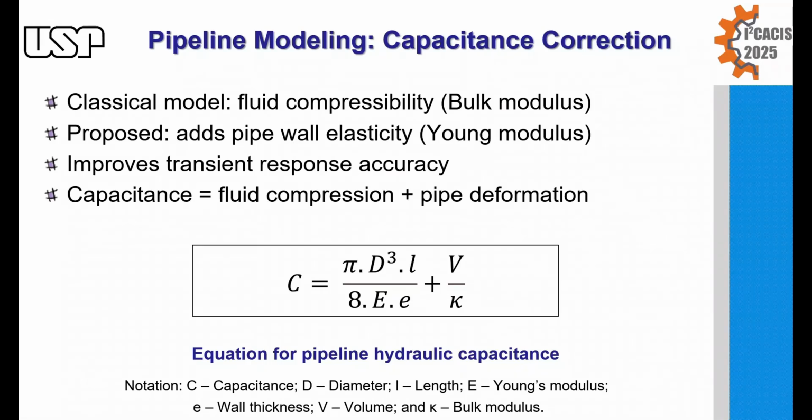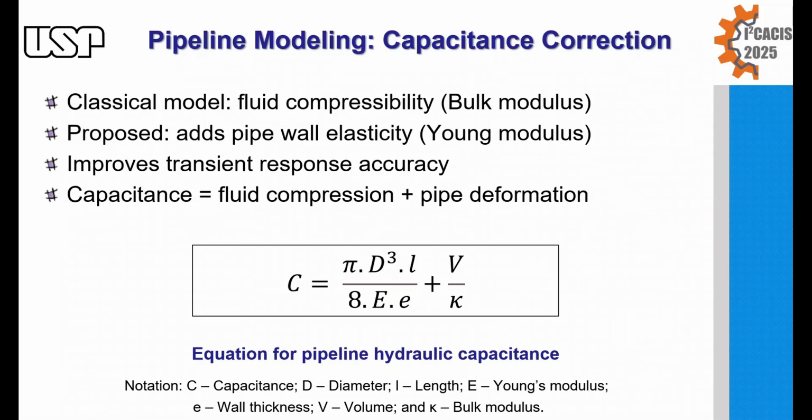Our main contribution is the analytical inclusion of pipe elasticity into the classical capacitance model. Using principles from mechanics of materials and applied elasticity, we derive the pipe wall expansion and integrate it with the fluid compression term. The resulting expression combines both effects. The first term, involving the pipe's mechanical properties, accounts for wall elasticity, and the second term, involving fluid volume and bulk modulus, reflects fluid compressibility.